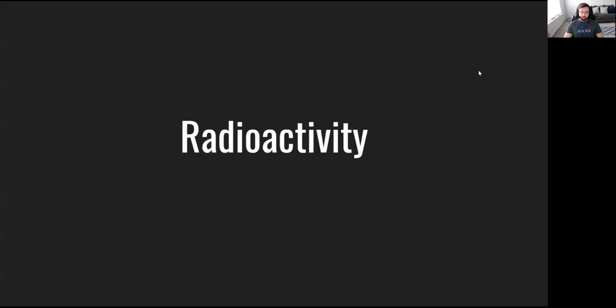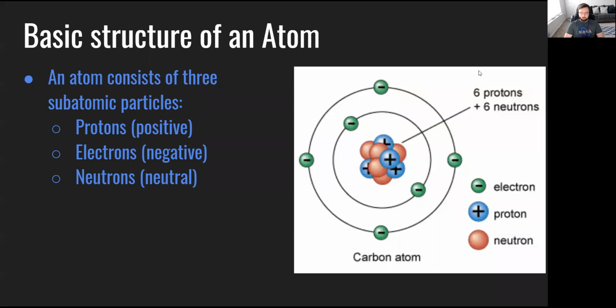All right, radioactivity. Before I can get into that, we need to review the basic structure of an atom. You guys have been learning this for a long time now. An atom consists of 3 subatomic particles. We have protons, which are positive, electrons, which are negative, and neutrons, which are neutral. The protons and neutrons can be found in the nucleus, that center area there. And then the electrons are found on the outside in the electron cloud. This is not a very realistic depiction of an atom, but this is fine for our purposes.